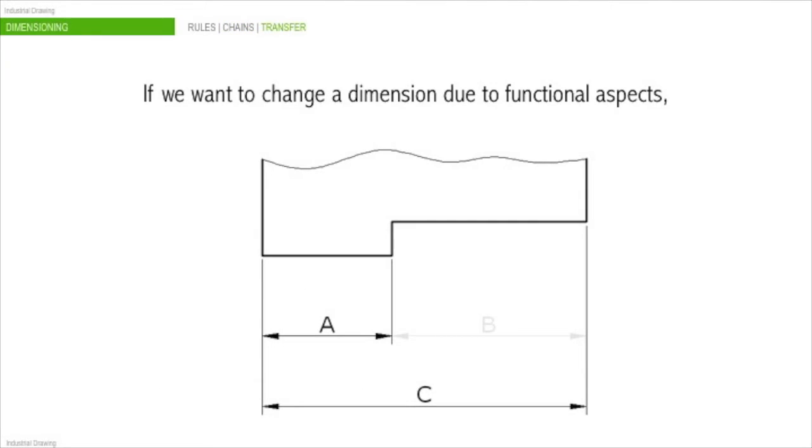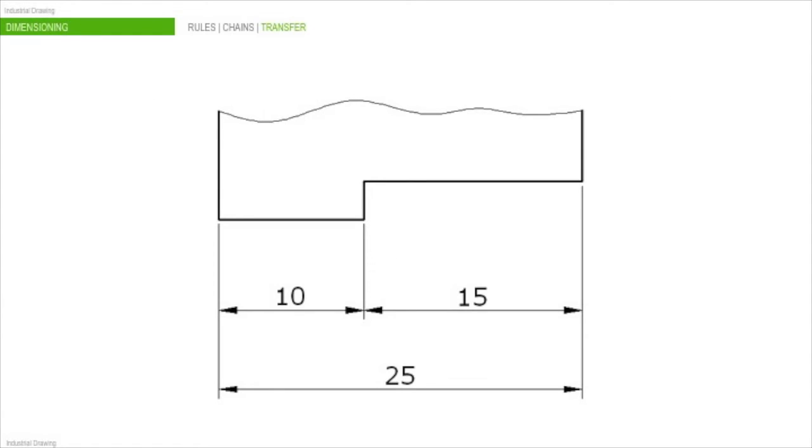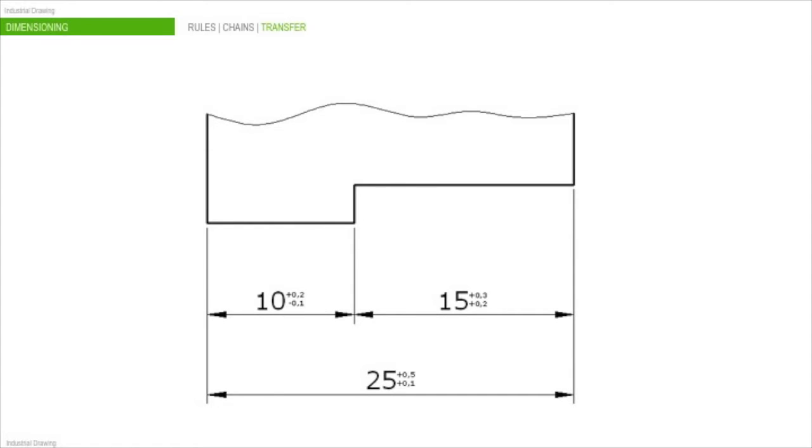The second operation is called transferring dimensions, and it occurs when we want to change a dimension due to functional aspects. For instance, we want to change the B dimension by C dimension. We don't have any issue without tolerances. We could change the 15 dimension by the 25 dimension. But with tolerances, it's not so easy.